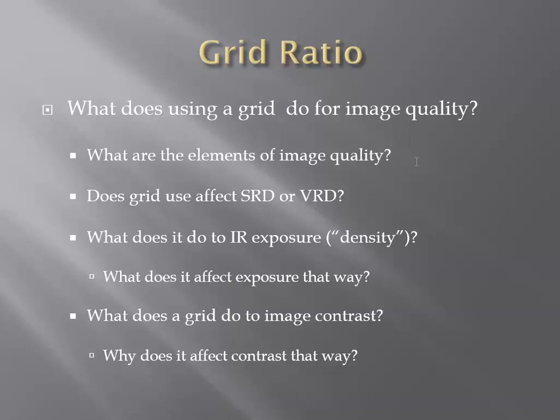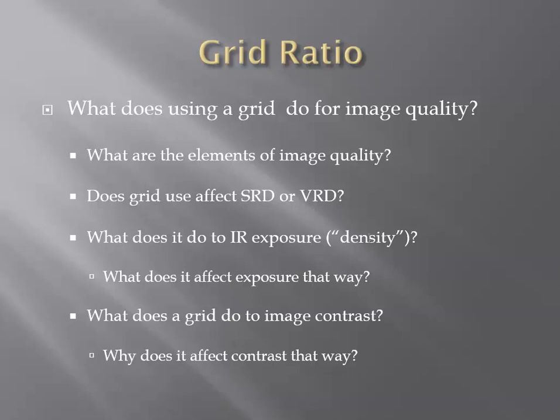So the elements of a quality image is that you've got to have high contrast resolution and high spatial resolution. So you have to have both. Spatial resolution being sharpness of recorded detail, and contrast resolution being a visibility function. So it improves visibility, not sharpness.